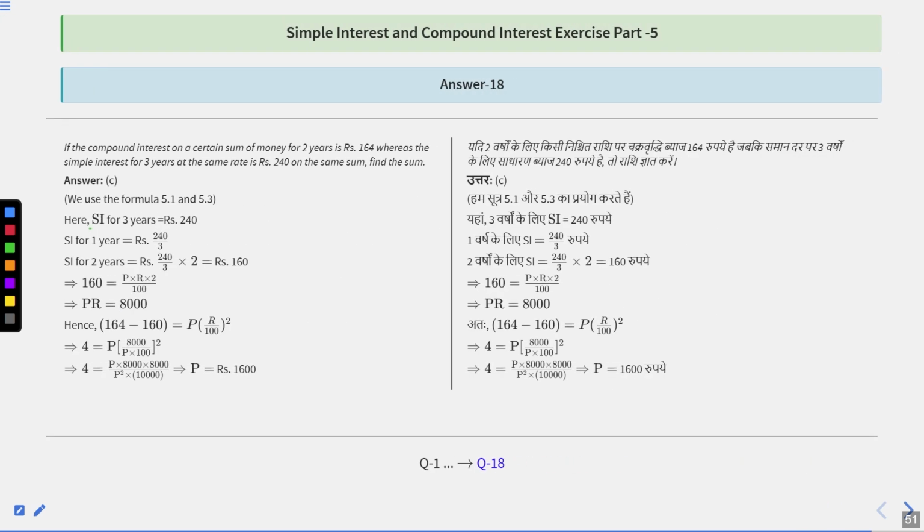The question says the simple interest for 3 years is 240. It is given in the question. So what will be the simple interest for 1 year? We divide and get the simple interest for 1 year, which is 80. For 2 years, multiplying by 2, we get 160 rupees. So we use this to get the value of P into R, so P into R equals 8000. Hence, 164 minus 160 equals P into R upon 100, whole square. Clear? So we put these values: 4 equals P into 8000 upon P into 100, whole square. We get the value of P, which is 1600 rupees.